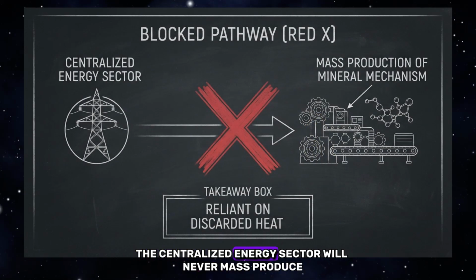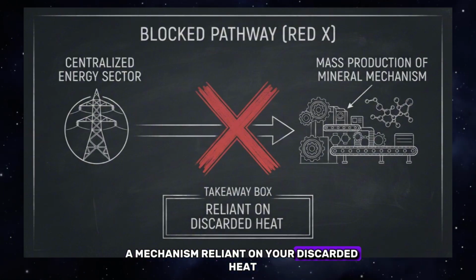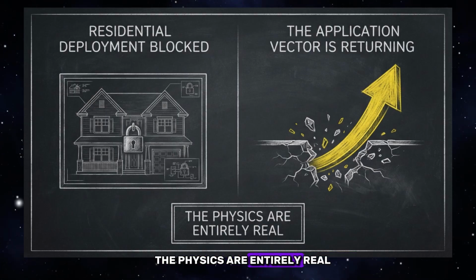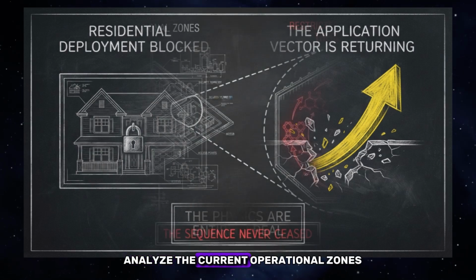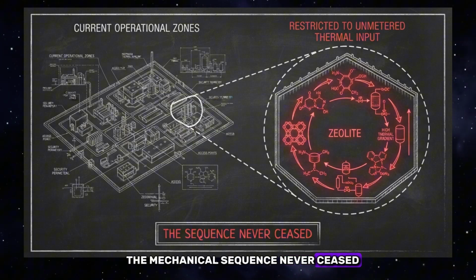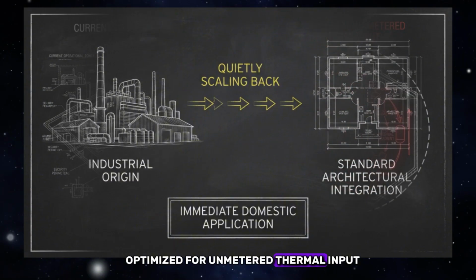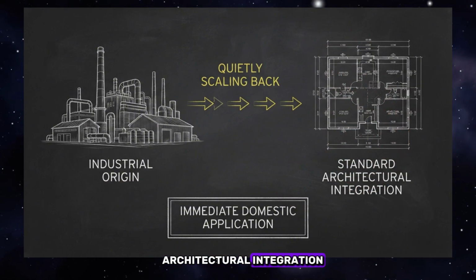The centralized energy sector will never mass produce a mechanism reliant on your discarded heat. The residential deployment is blocked. The physics are entirely real. The application vector is returning. Analyze the current operational zones. The mechanical sequence never ceased. It was merely restricted to environments optimized for unmetered thermal input. It is quietly scaling back towards standard architectural integration.